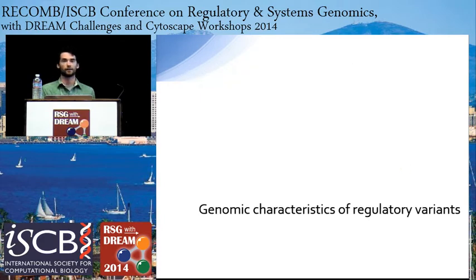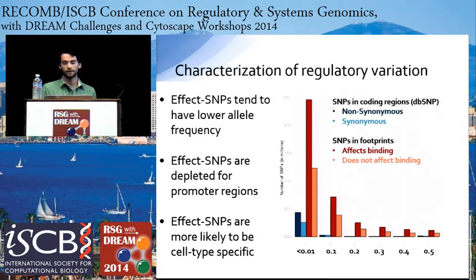So given this large category of variants that we have, we wanted to know if there are any genomic characteristics that separate those that affect binding from those that do not. We see that these effect SNPs are enriched for having low allele frequencies. Here I have the allele frequency binned, and you can see the dark red bars are effect SNPs, and the light red bars are footprint SNPs that are not effect SNPs. This is similar to what's been seen in coding regions. If you look at non-synonymous versus synonymous, non-synonymous SNPs have a lower minor allele frequency.